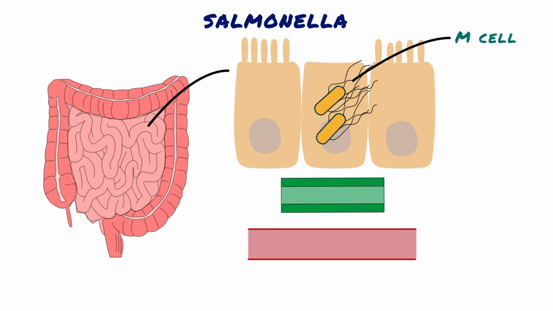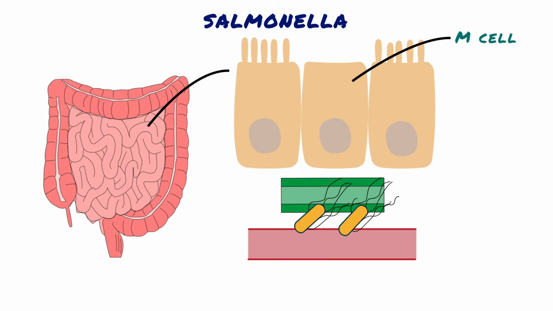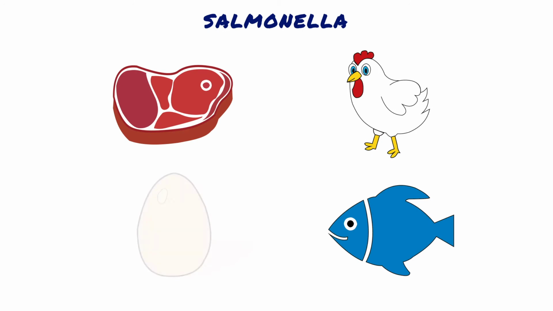Occasionally, they manage to pass through the intestinal mucosa at M cells to enter the lymphatic and cardiovascular systems, and from there, they may spread and eventually affect many organs. Salmonella bacteria live in the intestines of people, animals, and birds. Most people are infected with Salmonella by eating foods that have been contaminated by feces. Commonly infected foods include raw meat, poultry, seafood, raw eggs, fruits, and vegetables.